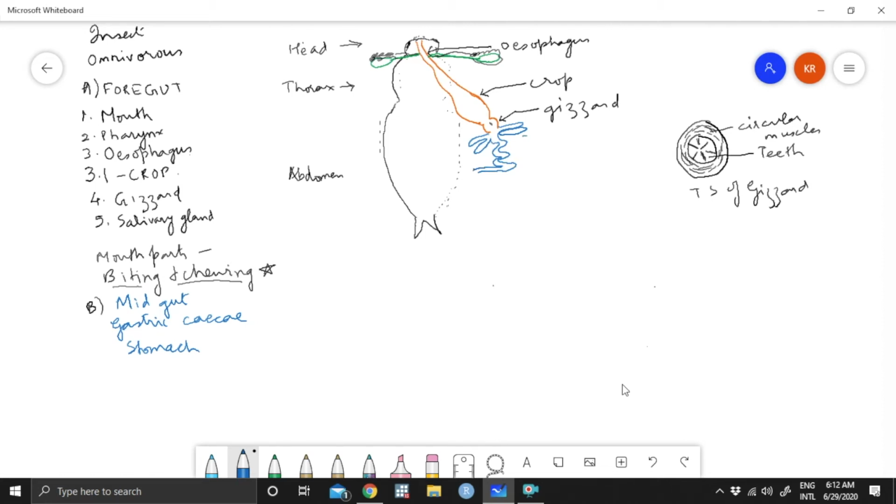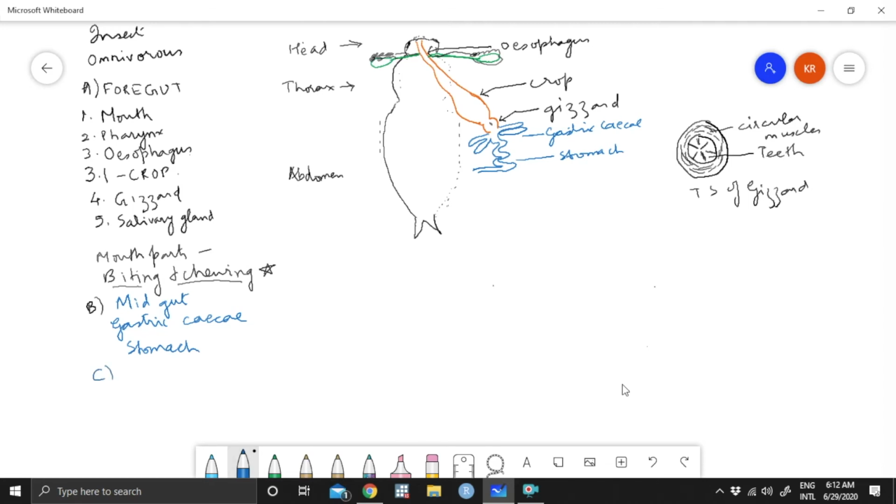All these are gastric CK, and this is stomach. So this finishes with the midgut.